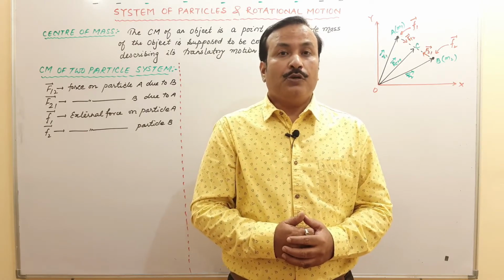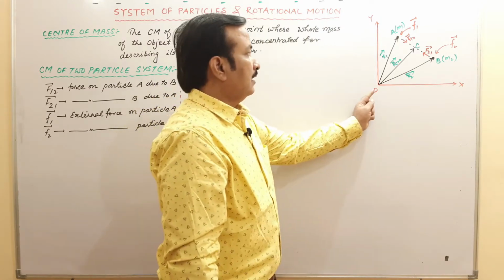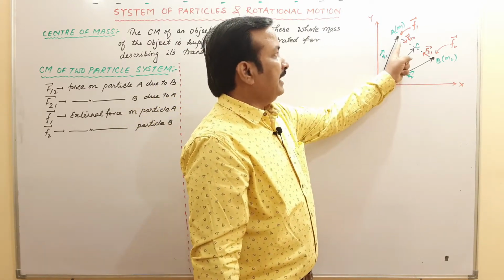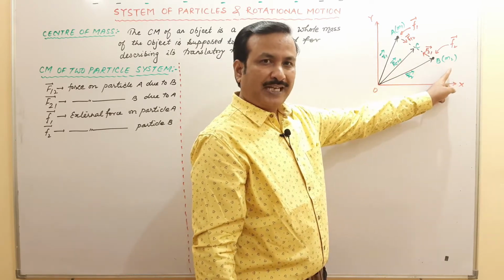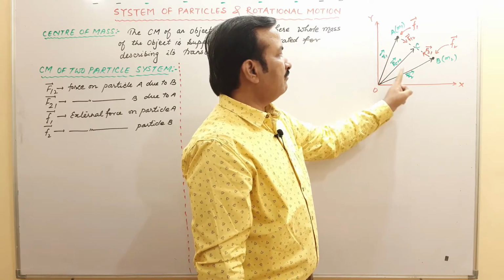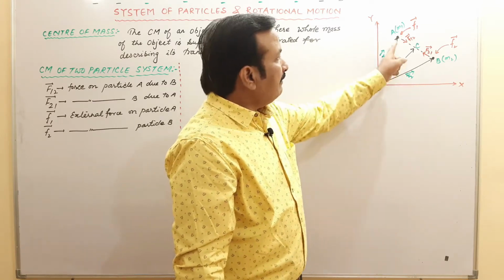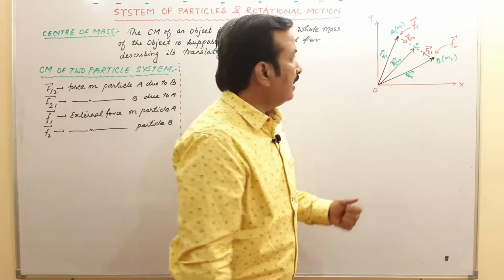To begin with, you see I have made a diagram. Particle A of mass m1 is taken, particle B of mass m2 is taken. Their respective positions from origin O are r1 and r2. These are the positions at any time t.